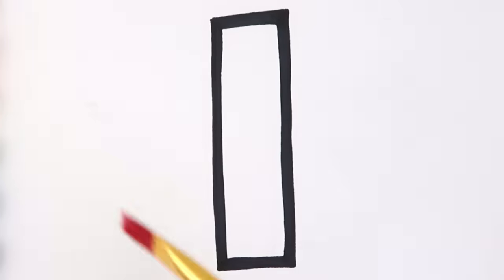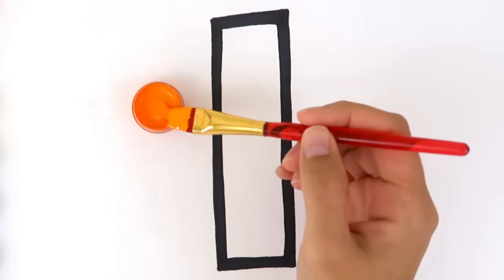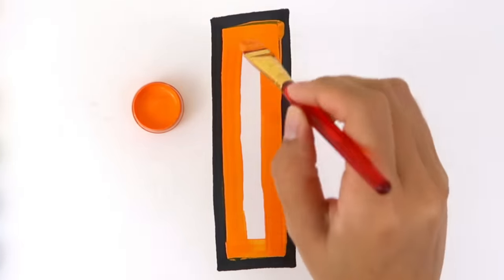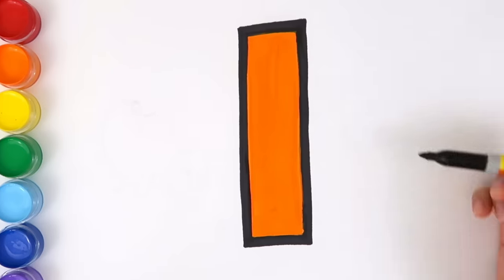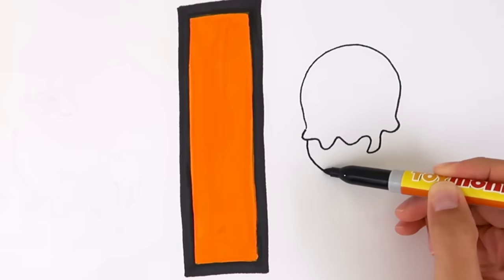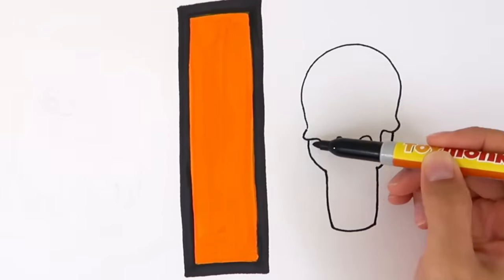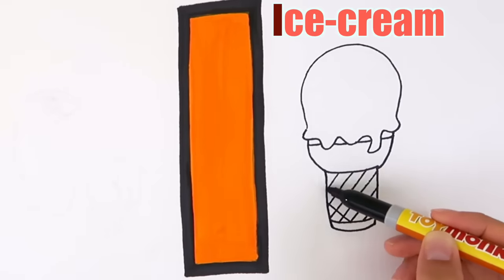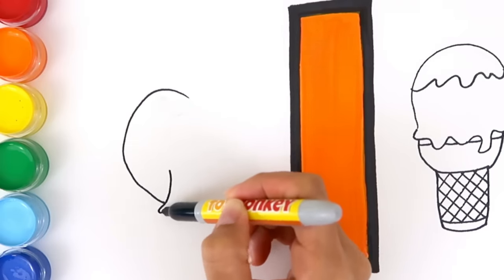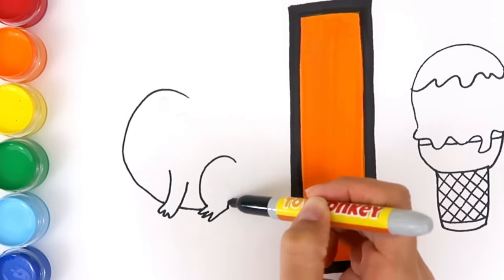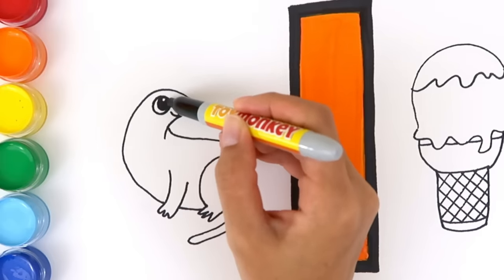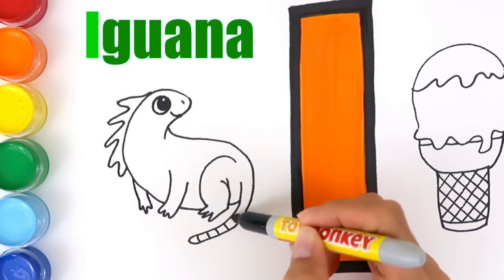Letter I. And let's color the letter I with orange. What starts with the letter I? Ice cream. Ice cream starts with I. And what's this? It's an iguana. Iguana starts with I.